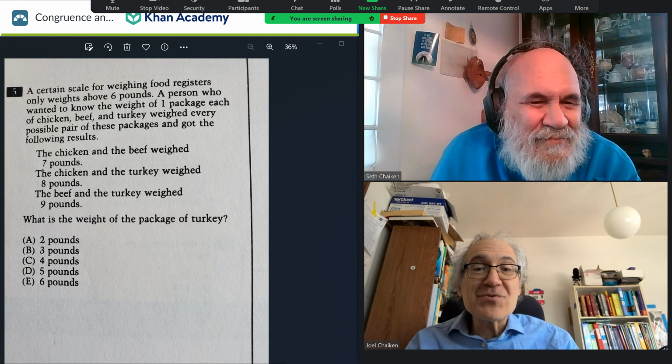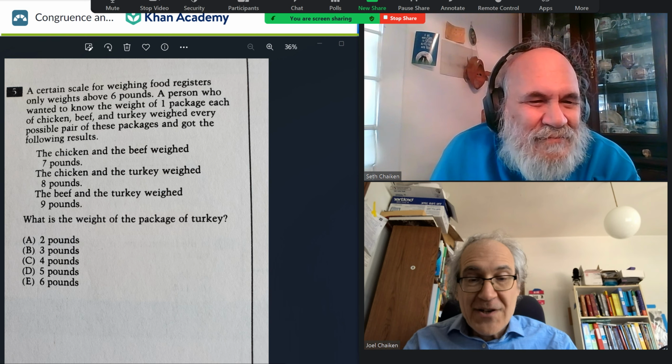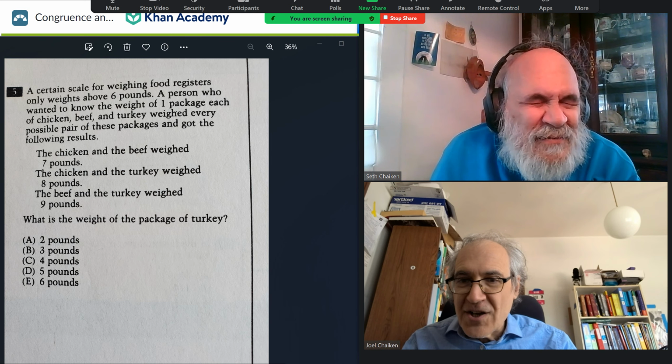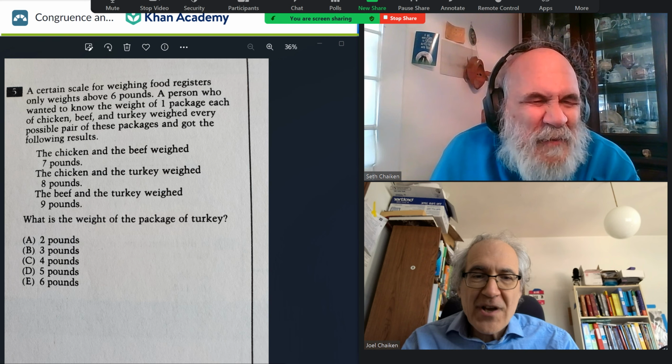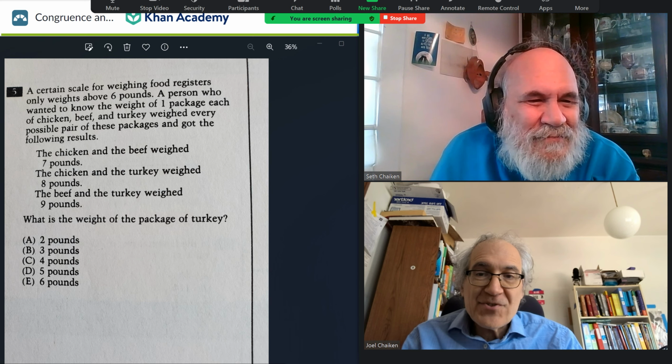Something tells me you could do this through brute force with 3 equations, 3 unknowns. But something also tells me there's a trick. So I think it's worth investing a few seconds to decide if there's a trick, as opposed to doing a full-blown 3 equation, 3 unknown problem.